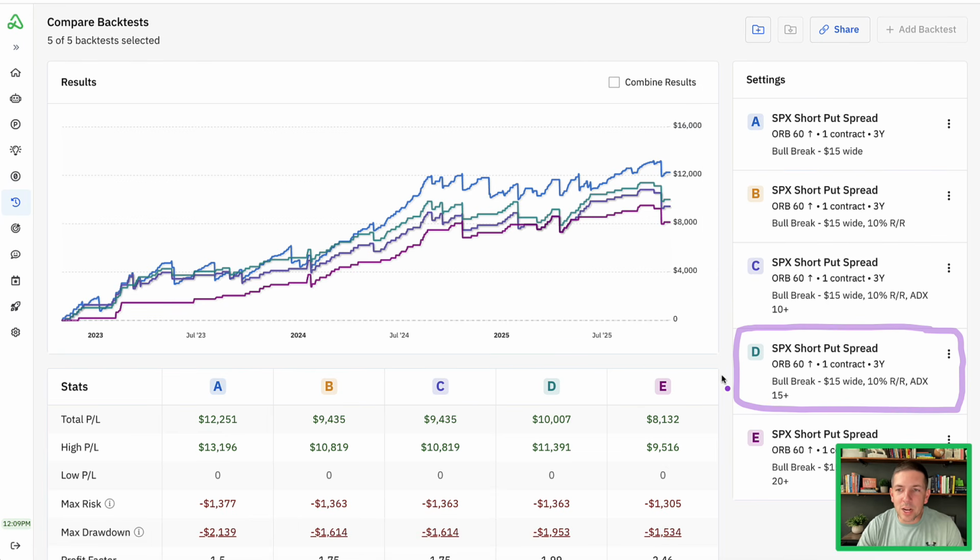But strategy number D here was the one that I added and is my newest working version on the short put side. I don't know if I'm going to run that one, but that's the one that I have on the short put side. Bullish break, $15 wide, 10% risk reward, and an ADX filter of 15. That gets us this marginal improvement in ADX here and smooths out the whole thing.